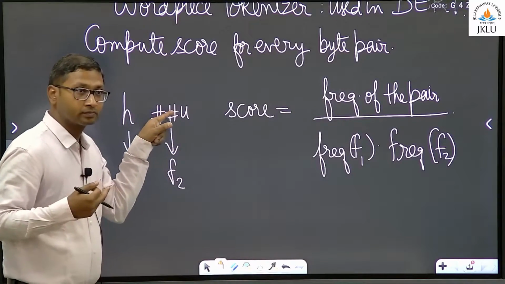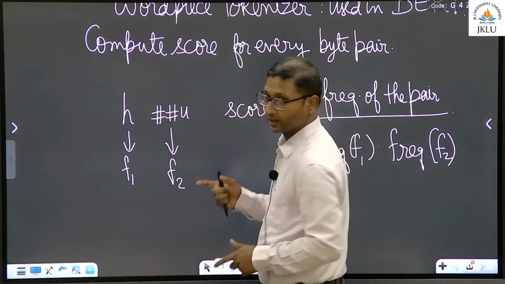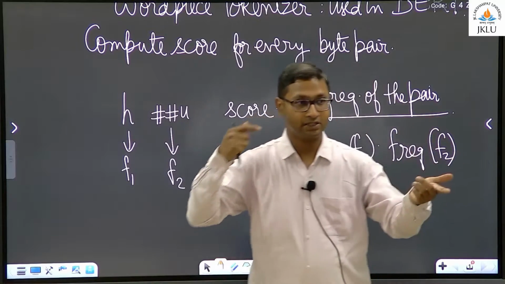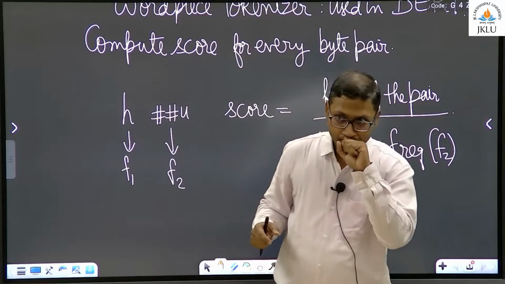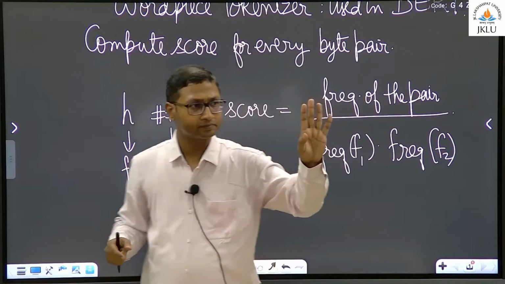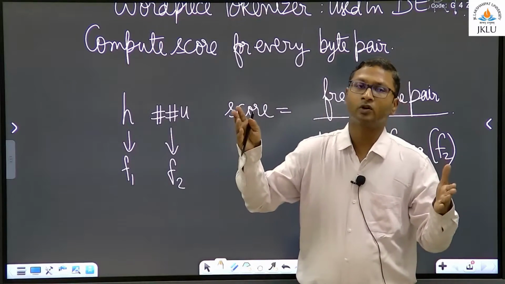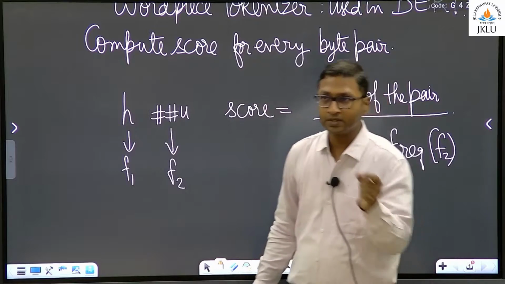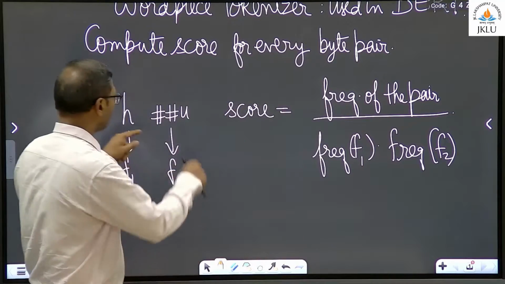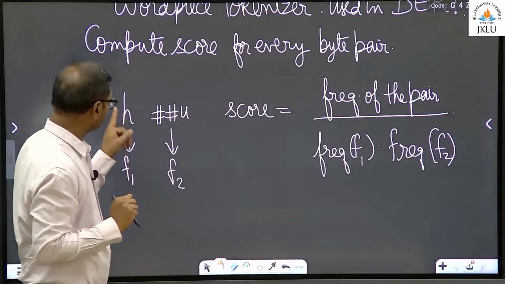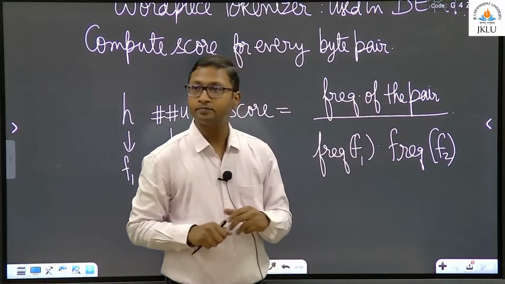Yes. Matlab, dekho, what we are saying here is frequency of the pair. So for example, things like ing, right? Ing, if you see, i will appear at a lot of places, but ing together there is a substantial amount of text in my corpus where I will see this continuous ing. So what does this score capture actually? You have h, you have u. What does it mean if this score is high?